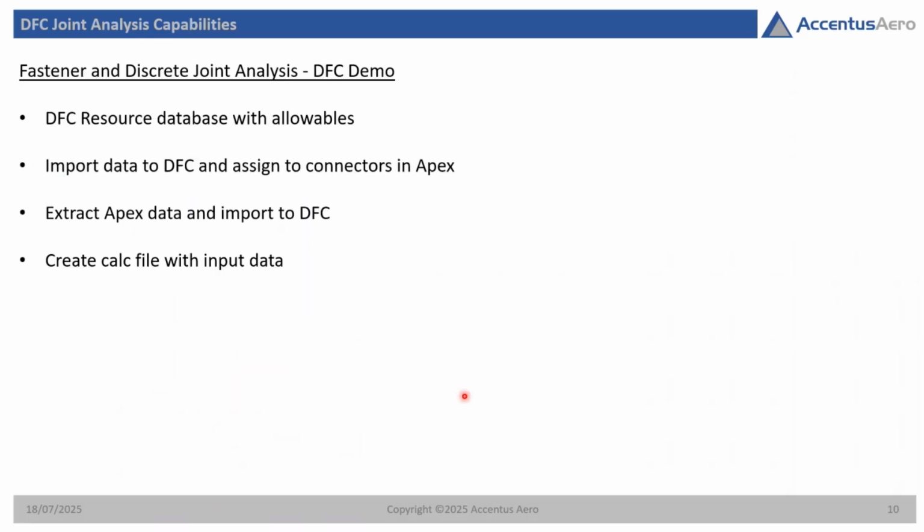So let's do a quick demo of how we do it with DFC and Apex. I'm just going to show the resource database with allowables. How do we import the data and assign it to connectors in Apex? And how do we extract it? And then how do we add those data to a DFC calculation file?